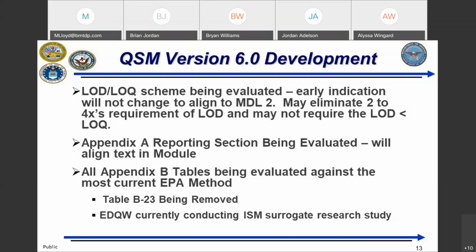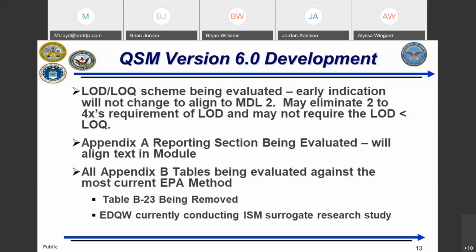No set-in-stone changes yet. Appendix A, the reporting section, is being thoroughly evaluated. We understand there are challenges with LIMS systems. We're trying to make what is in the reports relevant to the end data user, to be useful, and not to put undue burden upon the laboratories. We're also going to make sure that the text in the module aligns with Appendix A so that you don't have to flip back and forth.